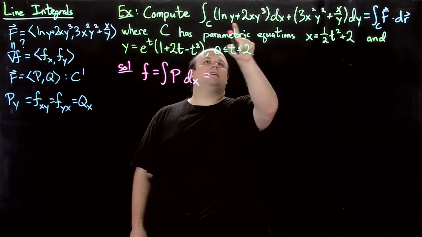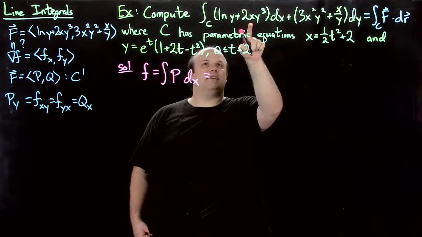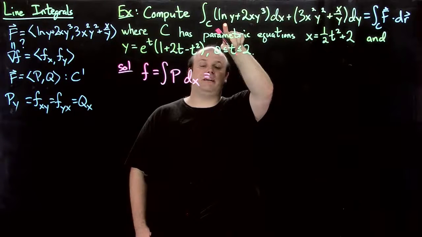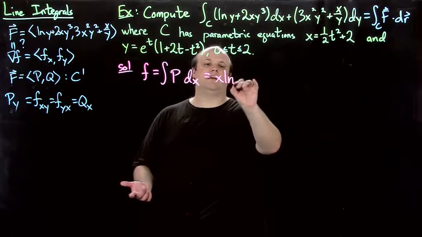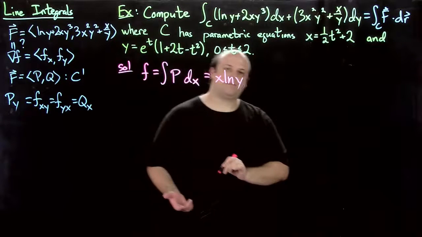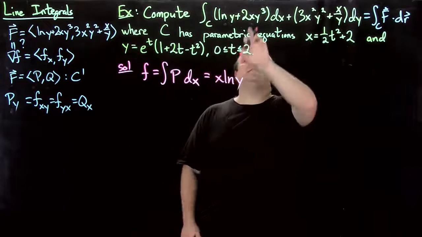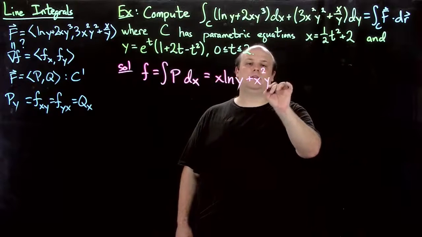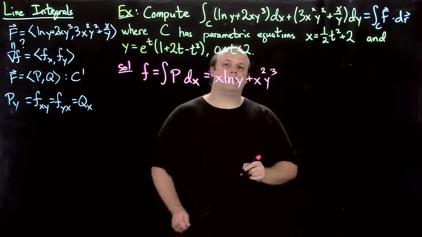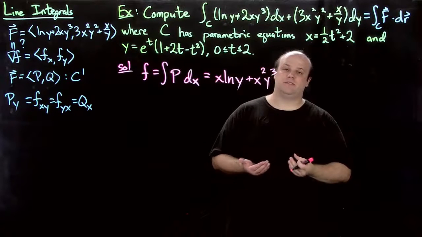All right, well, if I integrate that with respect to x, ln y is just a function of y, so it's a constant for x, and I get x ln y. All right, if I integrate 2xy cubed, I just get x squared y cubed. All right, but now here comes the interesting part.